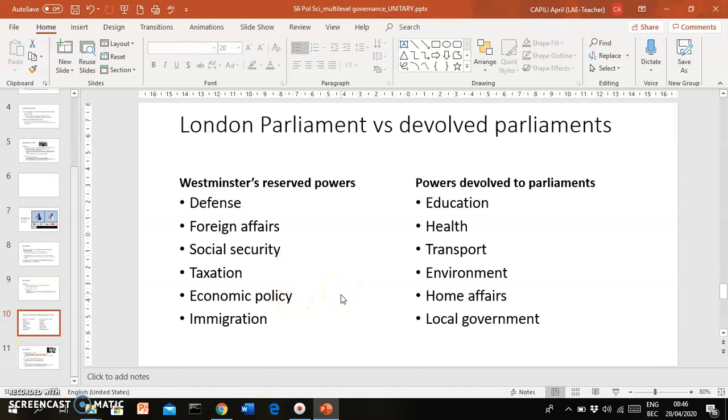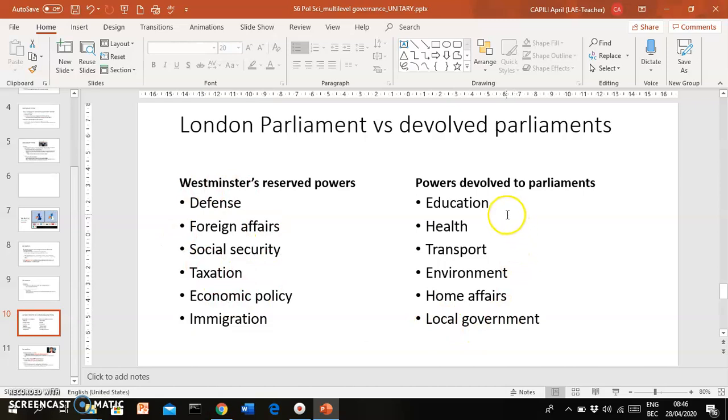So at least on paper, at least in principle, these are the powers reserved to the London Parliament, the central authority, and then those powers that have been given to devolved parliaments or regional bodies. As you can see here, it's, to some extent, comparable to the powers that are reserved to a federal government. So you have general economic policy, taxation, foreign affairs, things like that. It's the national government that decides those things.